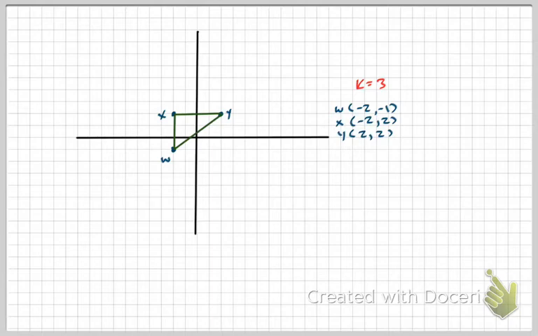So that means that W prime is going to become -6, -3. X prime is going to become -6, 6. And Y prime is going to become 6, 6 as well. Okay? From there, let's graph that out. So that becomes -6, -3. 1, 2, 3, 4, 5, 6, 1, 2, 3.